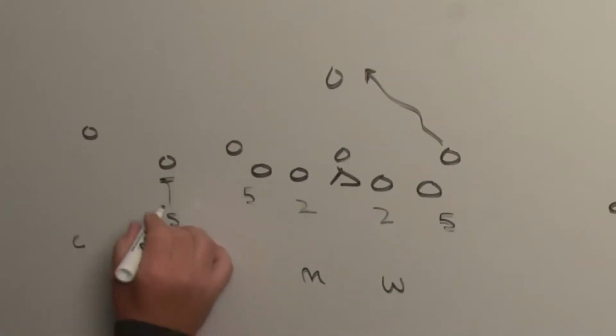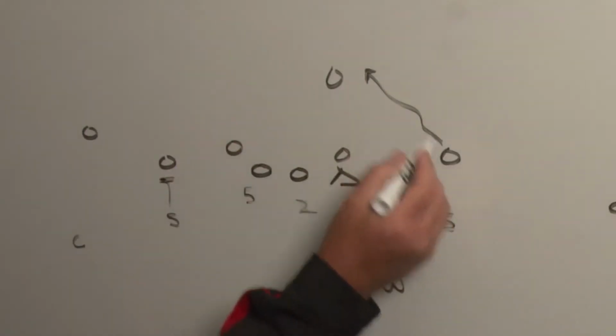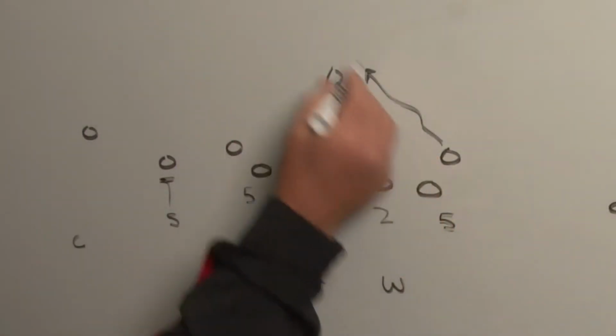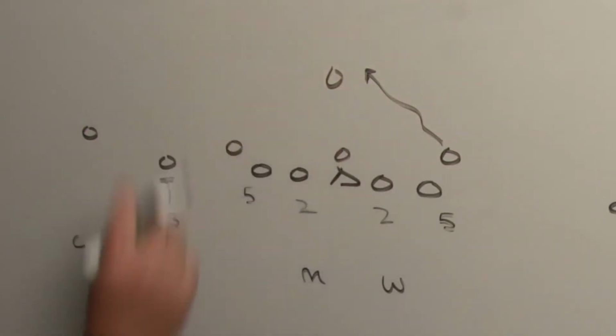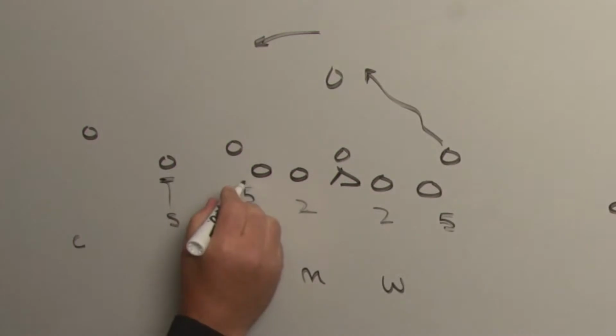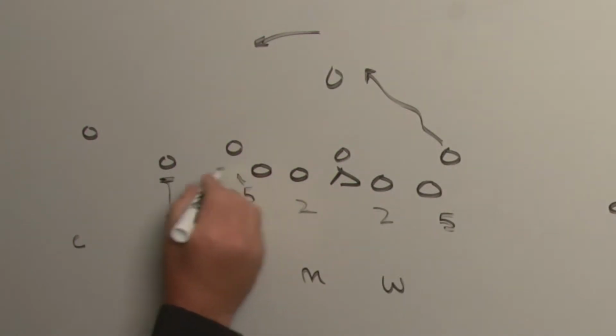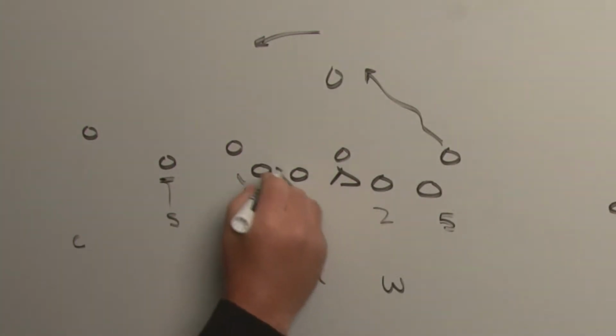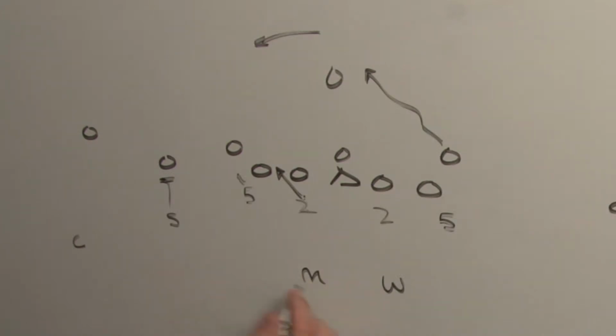So what that allows us to do now is the Sam is here, and when that flex back comes back here and he gets the toss going this way, now we're responsible for filling our gaps. The 5 technique is going to get here. He's going to make sure he doesn't get reached. We were allowed to come here, which then made our Mike a free player on an outside run play.